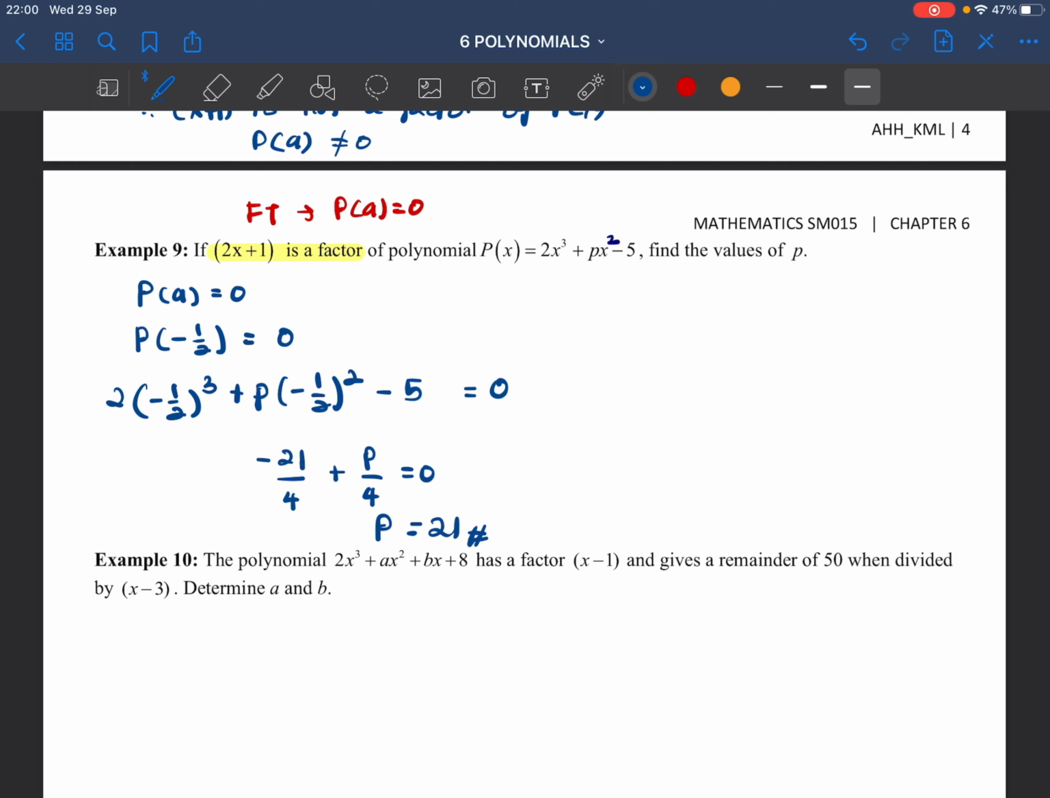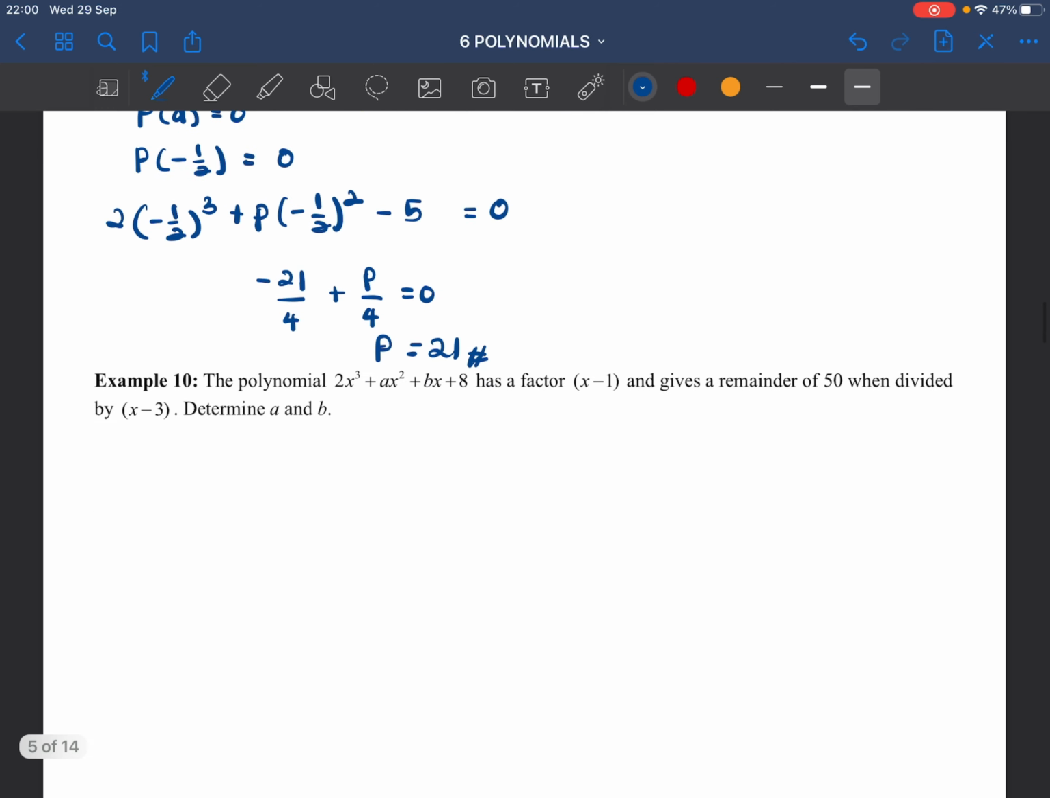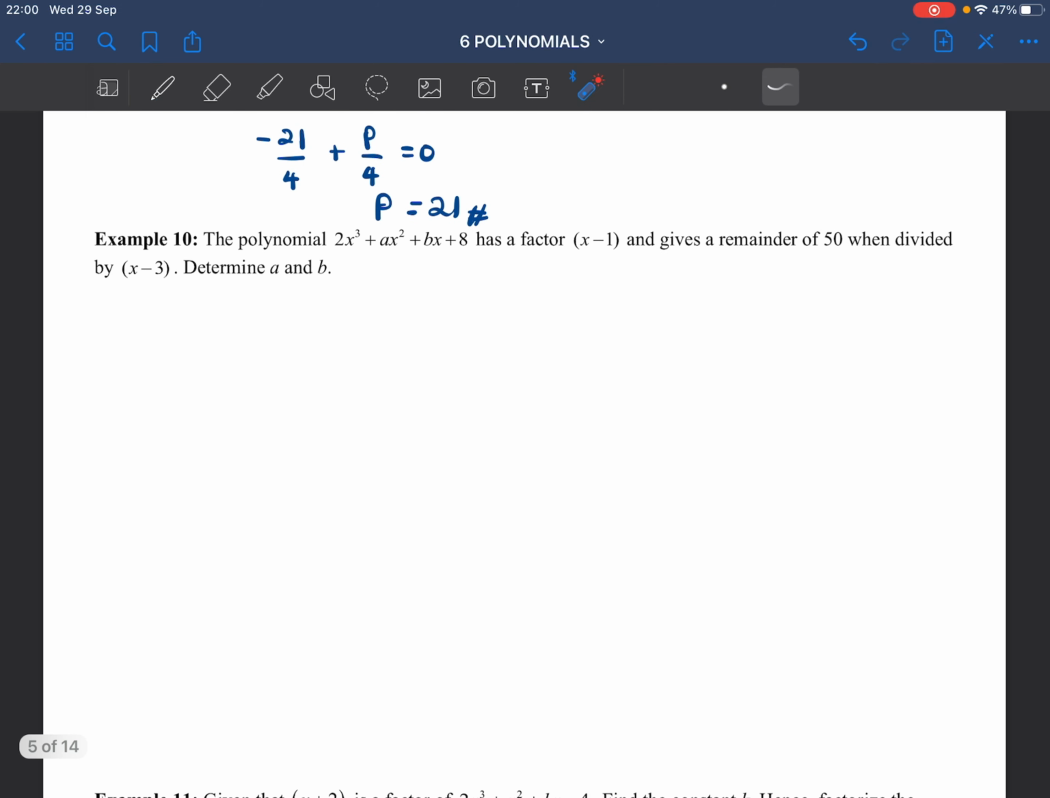Okay, so very easy how to use your factor theorem. If x minus a is your factor, straight away P of a is equals to 0. So now let's see example 10. This polynomial has a factor. Keyword here is a factor. Factor x minus 1. So you know that here you have to use your factor theorem.